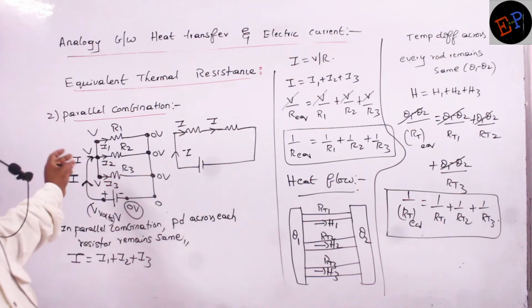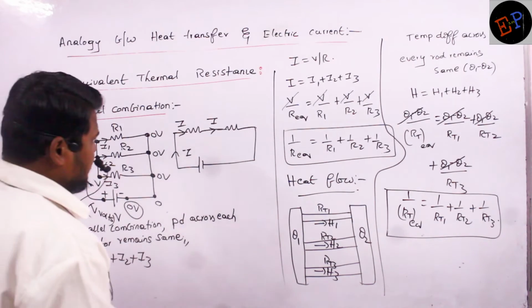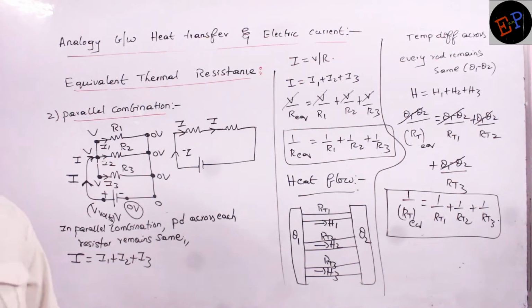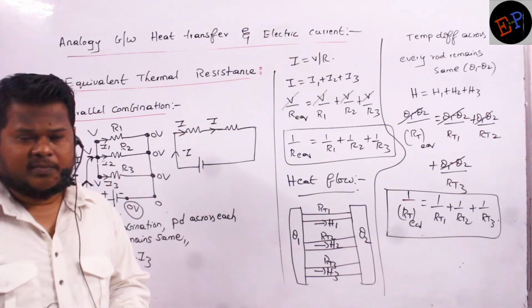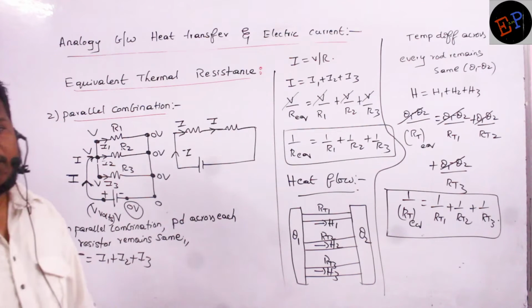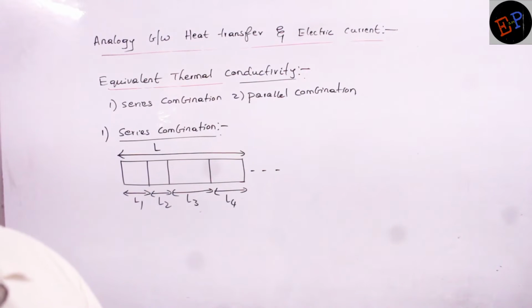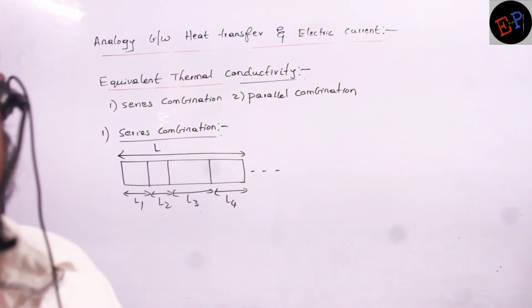These calculations are just for your understanding. The main point is that these formulae are what you are supposed to remember. In series combination it is R1 plus R2 plus R3, and in parallel combination it is 1 by R equals 1 by R1 plus 1 by R2 plus 1 by R3.